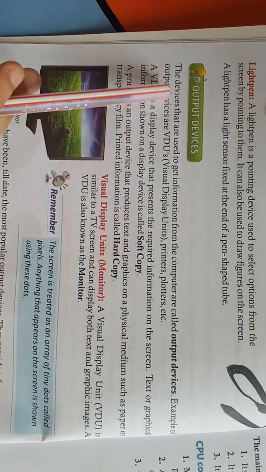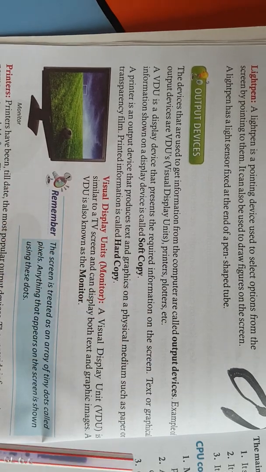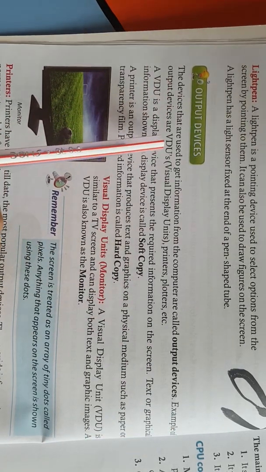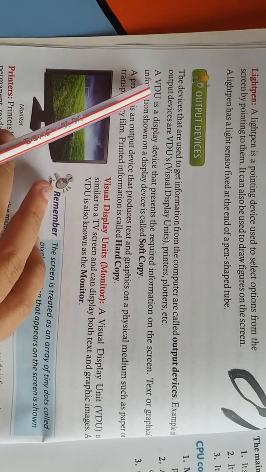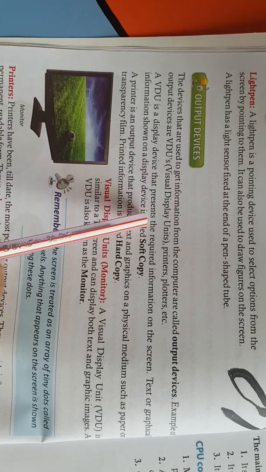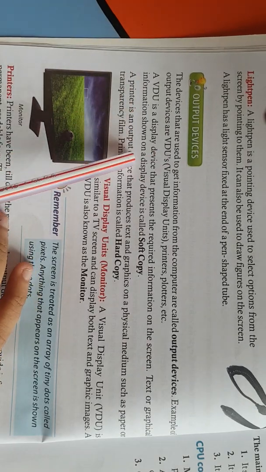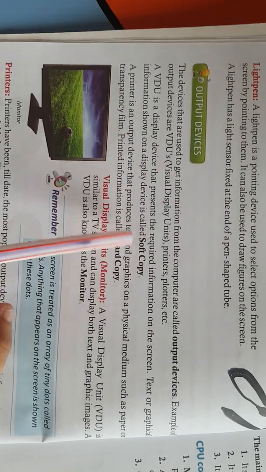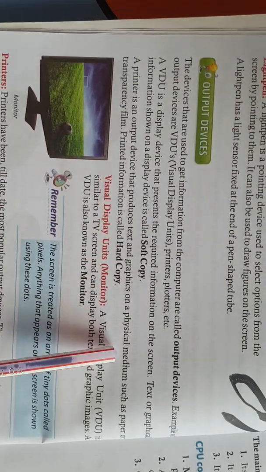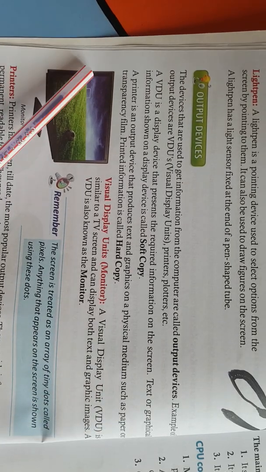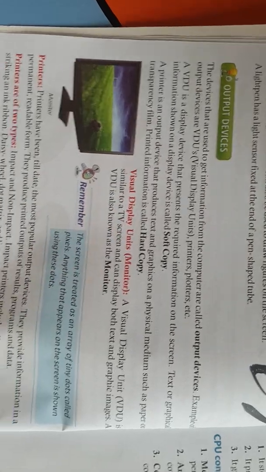Now output devices. The devices that are used to get information from the computer are called output devices. Examples of output devices are VDUs, video display units, printers, plotters, etc. A VDU is a display device that presents the required information on the screen. Text or graphical information shown on a display device is called soft copy. A printer is an output device that prints text and graphics on a physical medium such as paper or transparency film. Printed information is called hard copy.